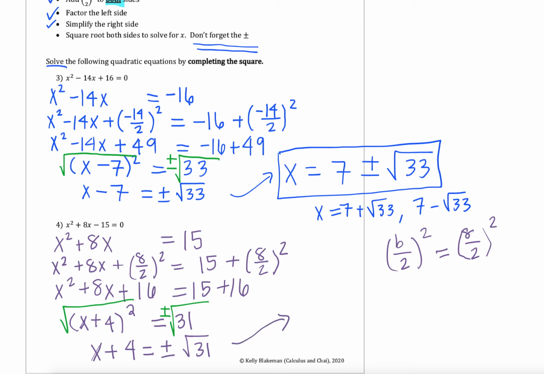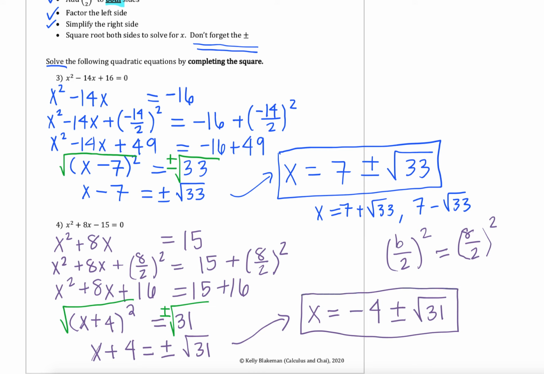Our last step here is to get x by itself, so I want to subtract 4. So we're going to get negative 4 plus or minus the square root of 31. And that will be our final answer. And I want to remind us that we do have two answers there. We have negative 4 plus the square root and negative 4 minus the square root.